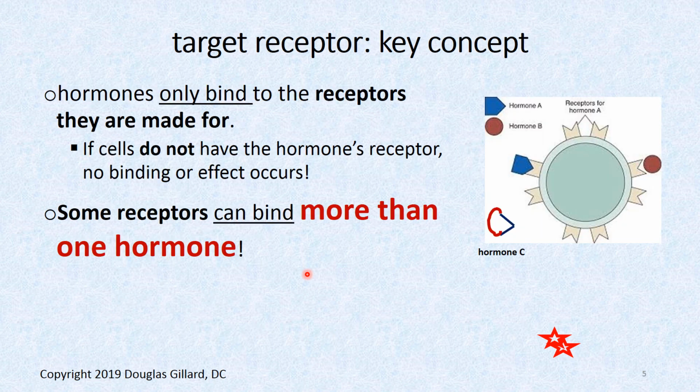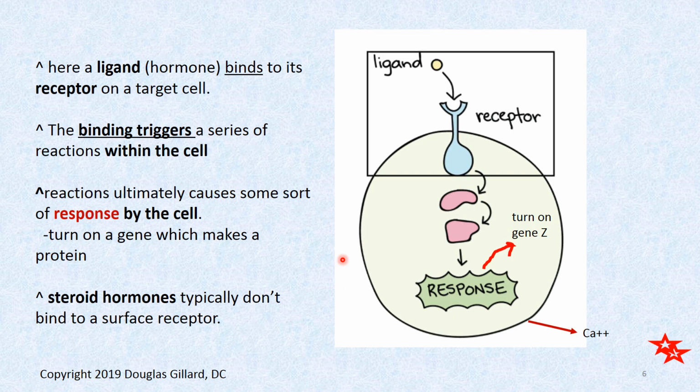Okay. Another concept is hormones only bind to the receptor they're made for. I think that's pretty basic. If you have hormone A that has this little triangular shaped binding site, it only binds to these receptors. But hormone B is round. It can't bind to the cell at all because it doesn't fit anywhere. That's a pretty simple example. Some receptors can actually bind to more than one hormone. As long as it has a receptor, it doesn't care who the cell is or where the cell is. It can bind to it.